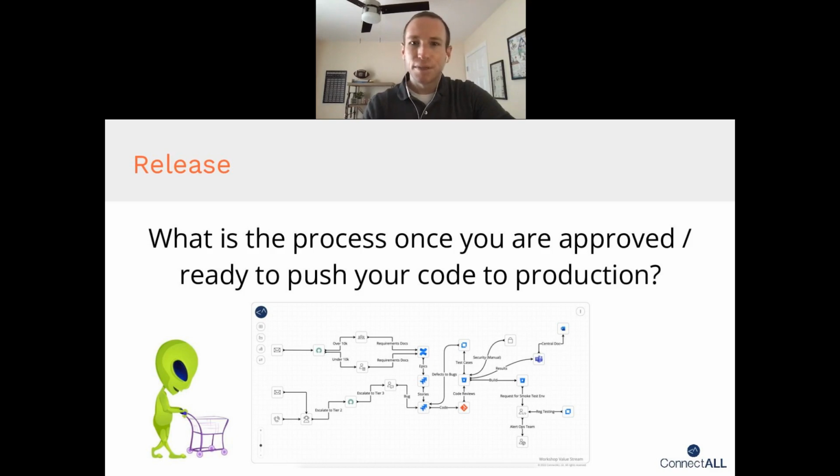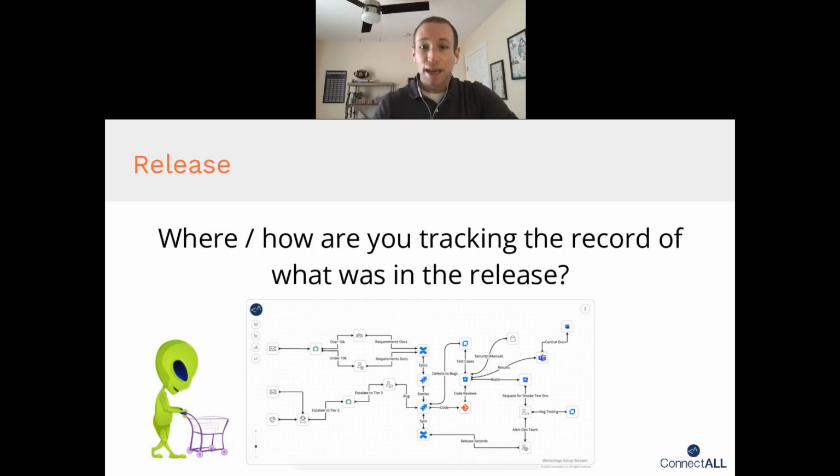All right. So after release, and after you've gotten to this stage and you're ready to release, how do you track what was in that release? How do you make sure your customers and folks internally know what was the record of that release? How do we make sure that we know what exactly is in that release?